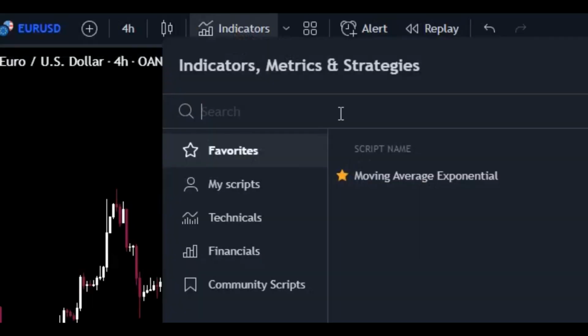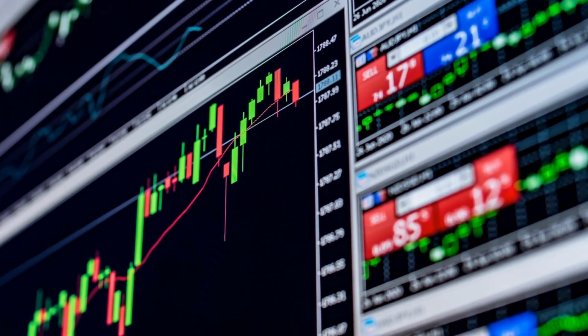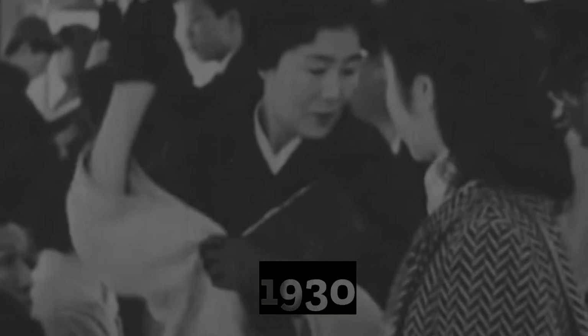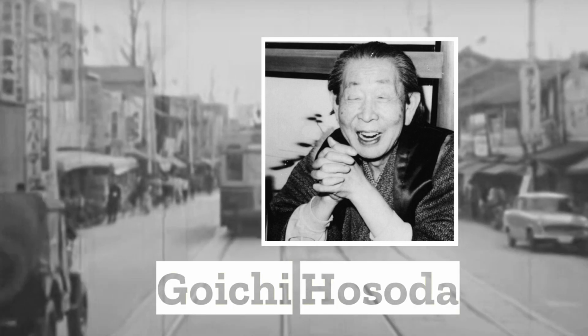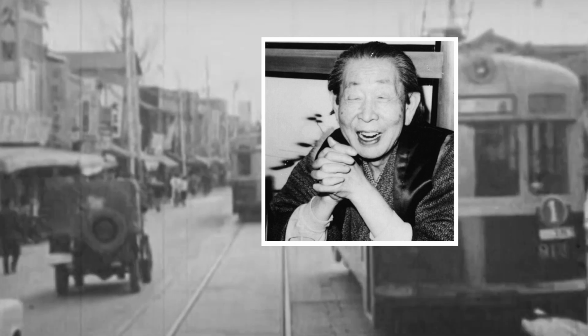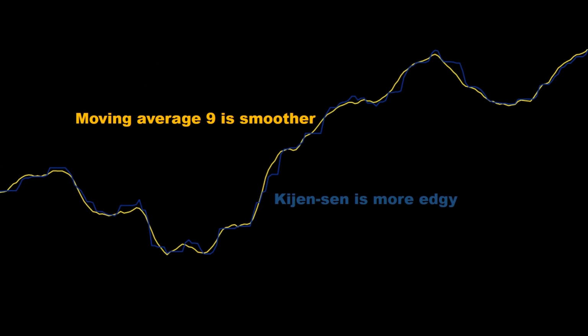The Ichimoku Kinko Hyo, or Ichimoku for short, is a technical indicator that is used to gauge momentum along with future areas of support and resistance. It was developed in the late 1930s by Goichi Hosoda, a Japanese journalist who spent 30 years perfecting the technique before releasing his findings to the general public in the late 1960s.